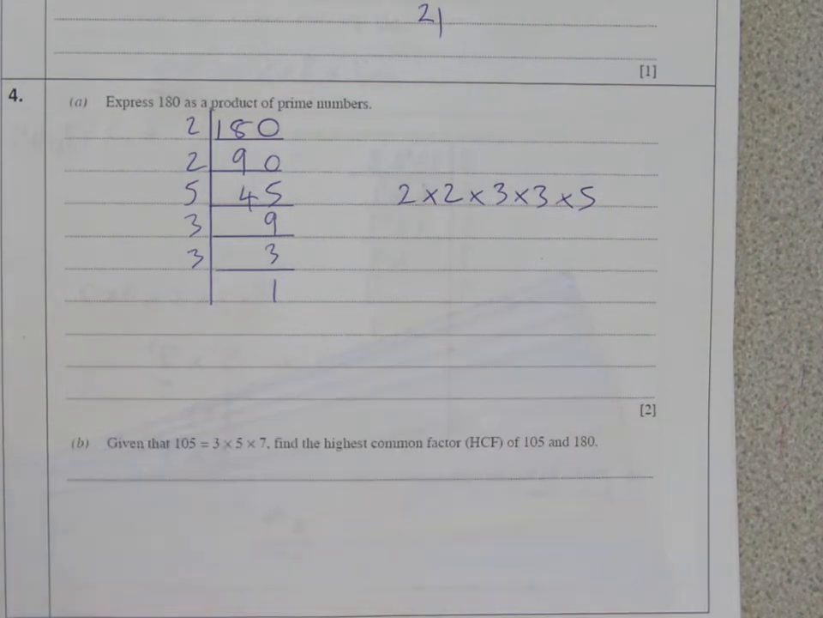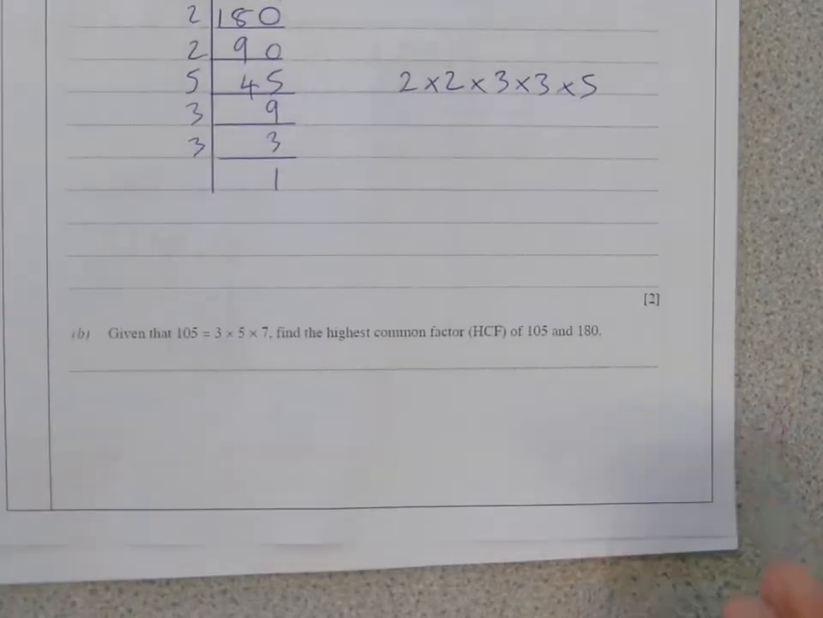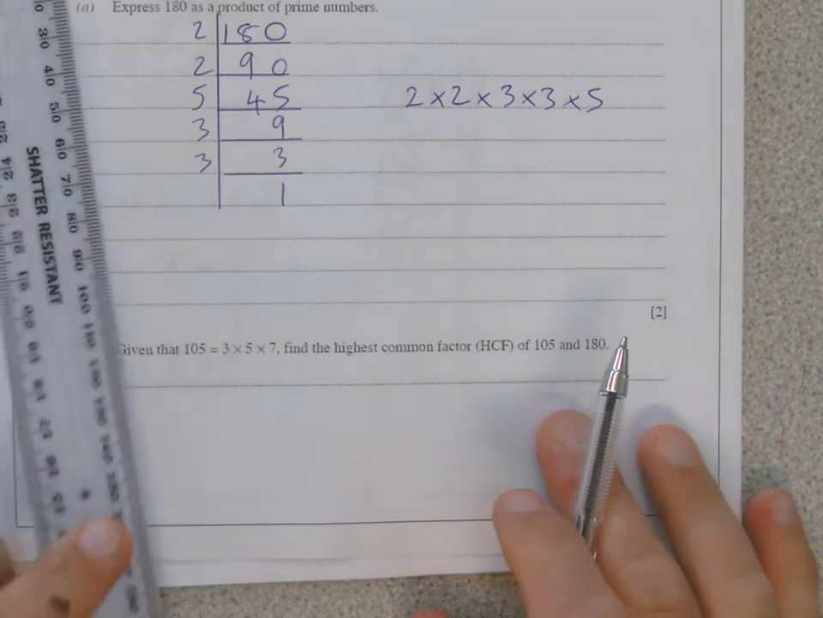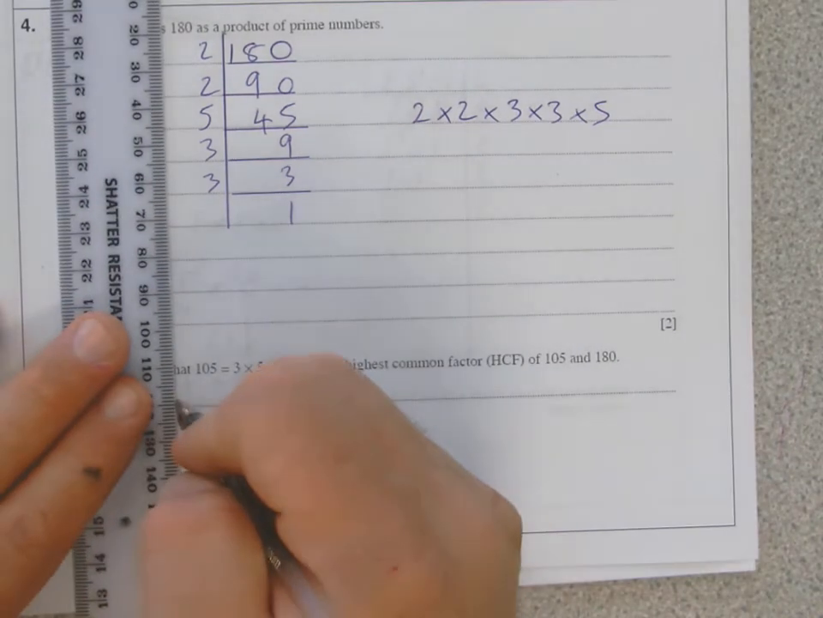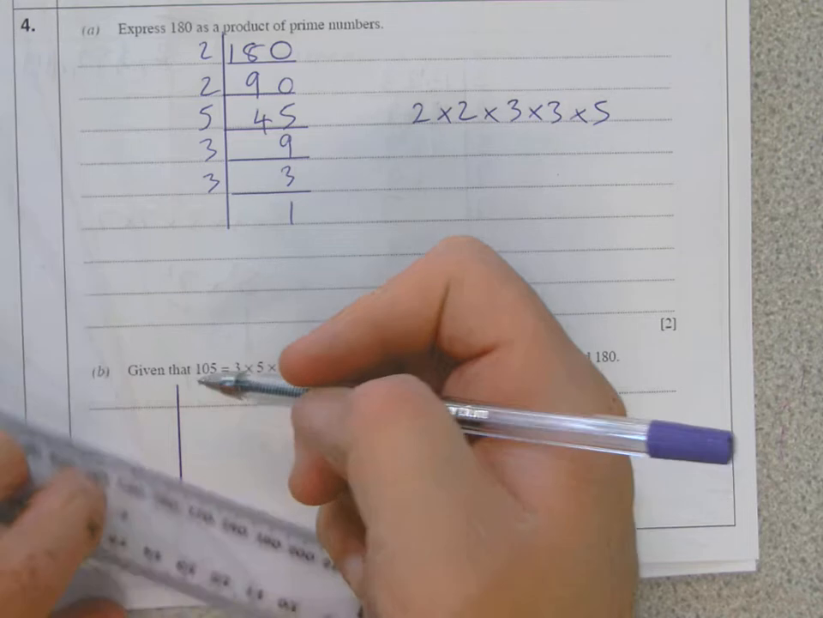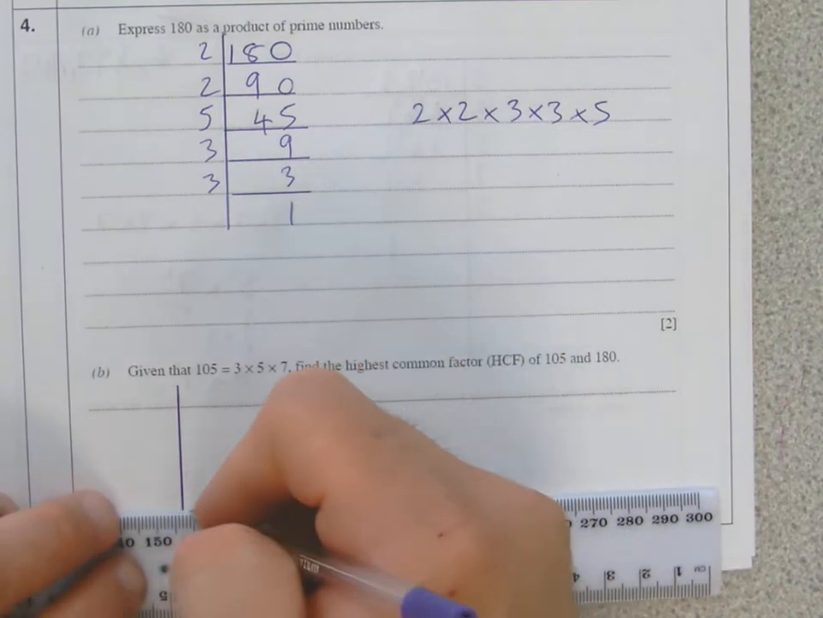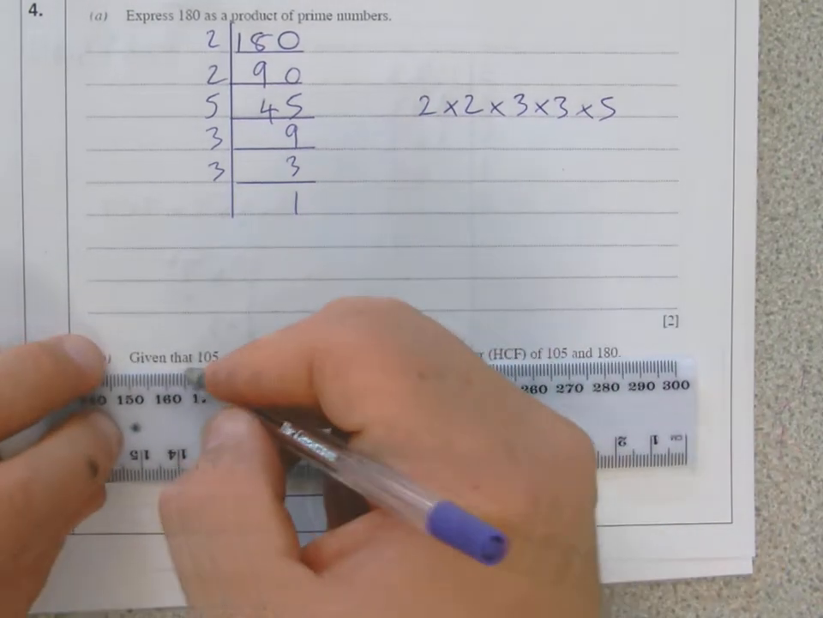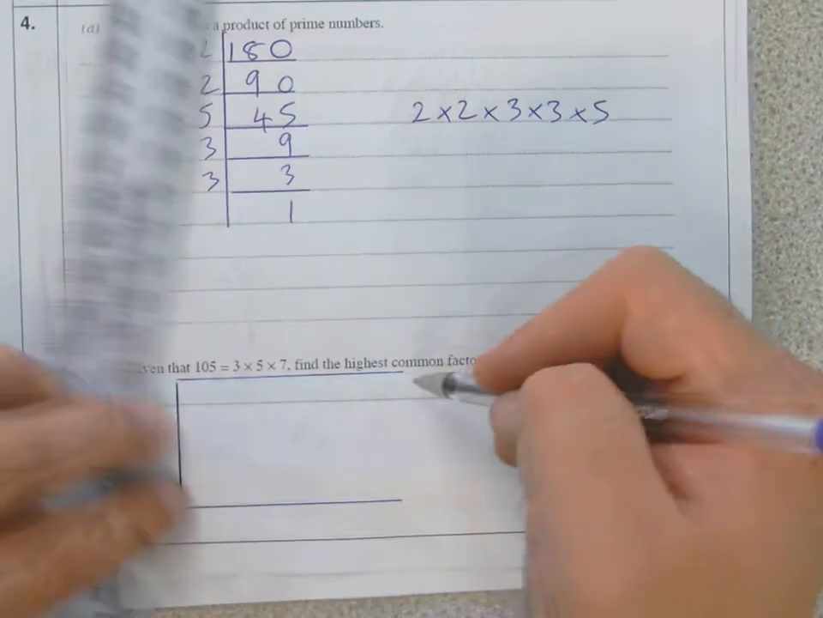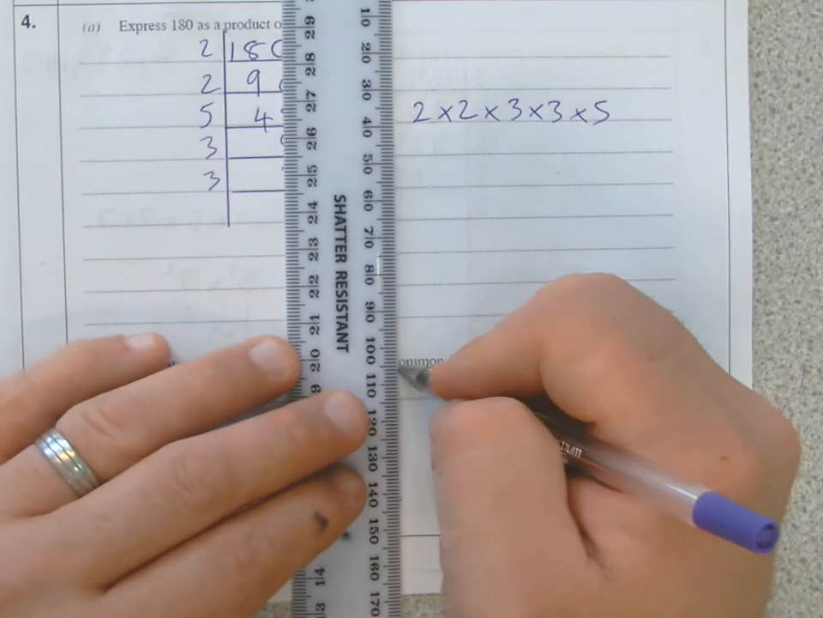Part B then, it says given that 105 equals 3 times 5 times 7, find the highest common factor of 105 and 180. So we're going to use the answer to part A here, and the way I do this, right, is I draw a Venn diagram to find the highest common factor. What's good about a Venn diagram is you have the numbers overlapping, okay? So with a Venn diagram, we obviously put a box, okay? That's not so important as such for this type of question.